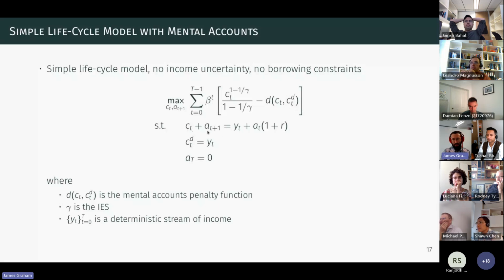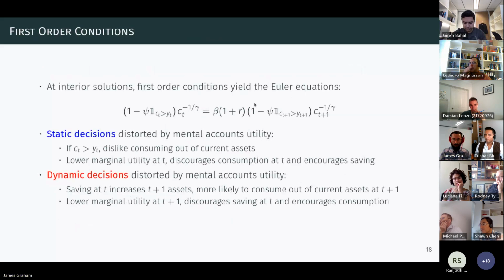You're consuming plus putting away some savings, A_{t+1}. You're receiving some income, Y_t, and you've got some existing savings that you earn a return on. And then your consumption default level is just the income. So you're always comparing things to your current income. And for this version of the model, we'll assume that income is a deterministic stream of receipts that you know about in advance. And there's no borrowing constraints and there's no liquidity issues. So this is not a household that's worried about liquidity. Think of this as like a rich household, someone at the end of that liquidity distribution.